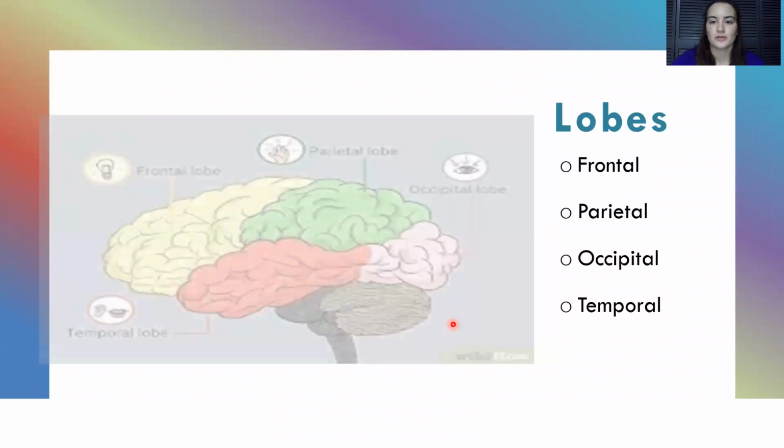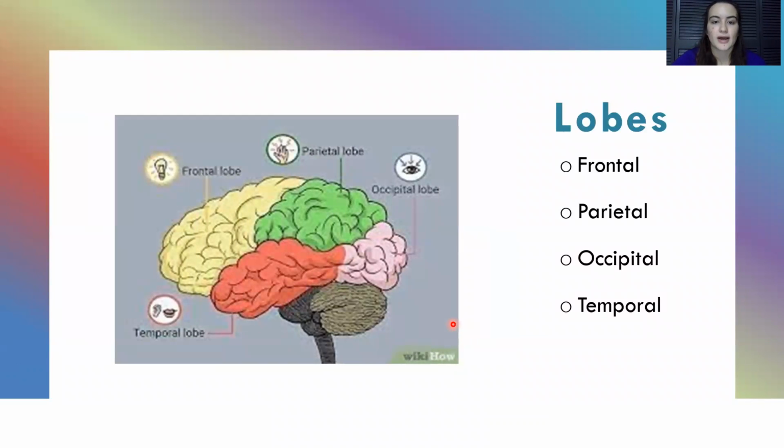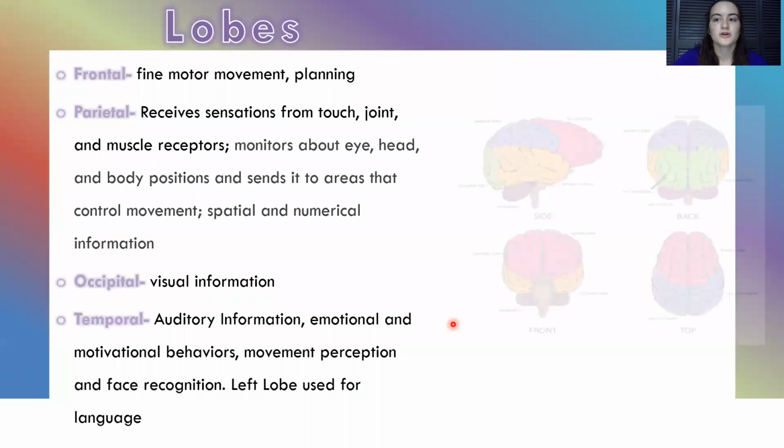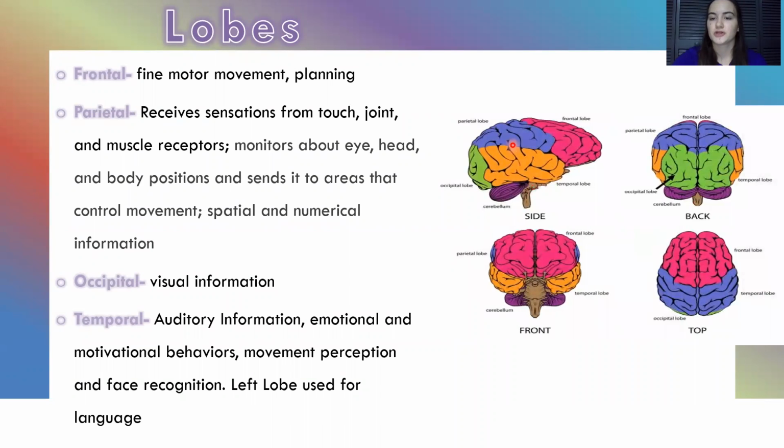So next we're going to talk about lobes. The frontal lobe, parietal lobe, occipital lobe, and temporal lobe. So first, I enjoyed this image because you get to see it from all different perspectives. So from the side of the brain, from the back of your head, from the front of your face down at the bottom left, and then from the top of your head, looking down from the bottom right.